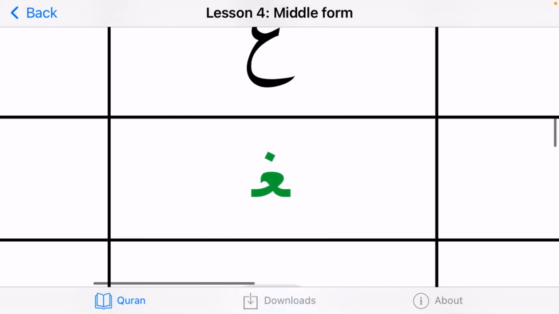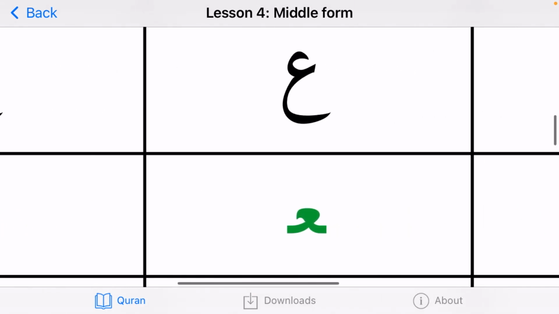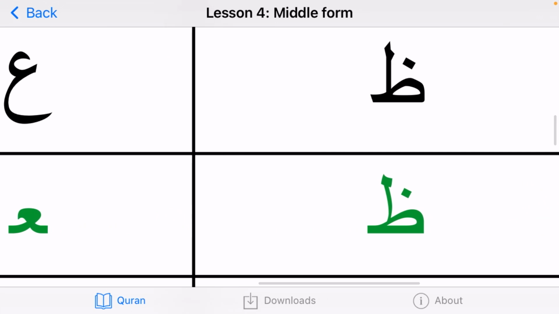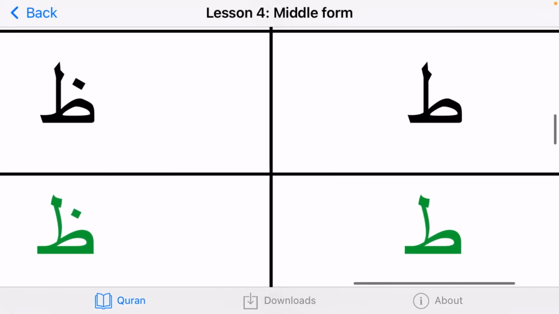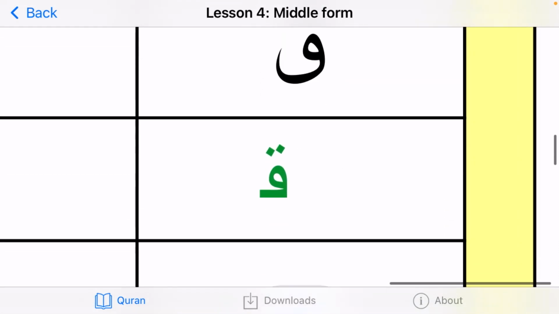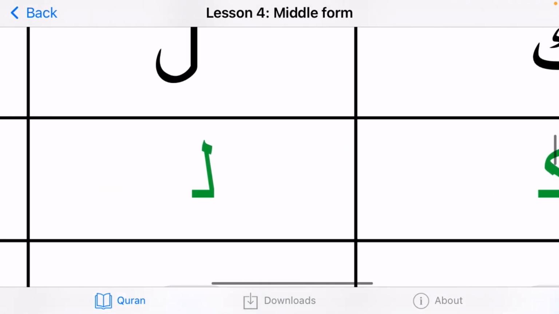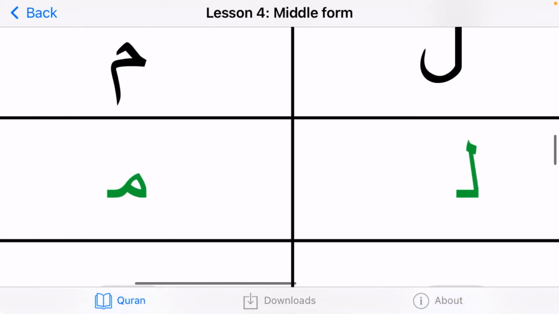Ghain is written properly, has both a connecting line coming towards it and a line going away from it. Ain, the same thing. Dha, again, looks the same regardless of where it is in the word. Ta looks the same regardless of where it is in the word. Qaf looks like Fa. It should have a line to connect into the letter, and also a line that connects away from the letter. Kaf looks the same as the initial form. Lam looks the same as the initial form. Mim looks the same as the initial form, and it should also have a line that connects it before and after the letter.